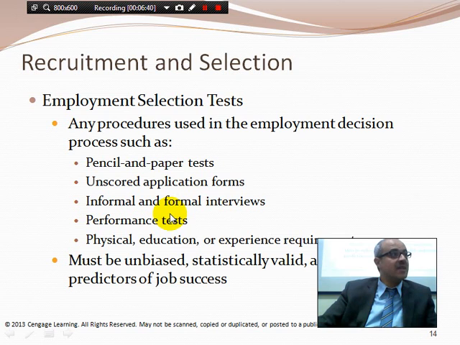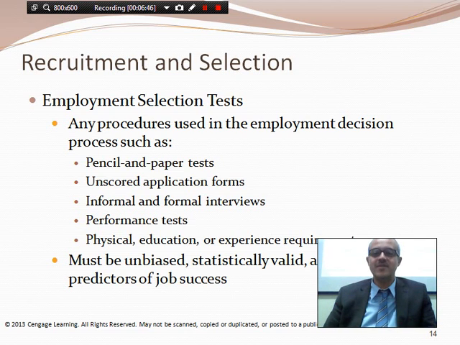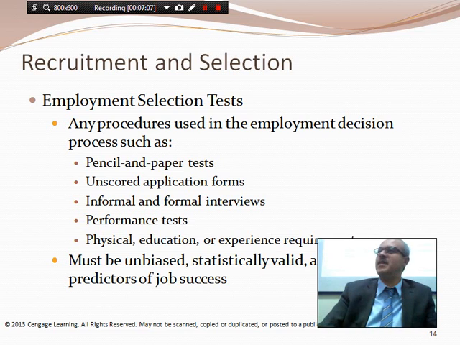Performance tests: sometimes they may want to see you in the workplace. Physical, education and experience requirements. So they may require that you have a bachelor's degree, or you have, I don't know, the black belt in a particular discipline. These must be unbiased, statistically valid, reliable predictors of job success. So why do we do these tests? In order to make sure this person will fit the job.